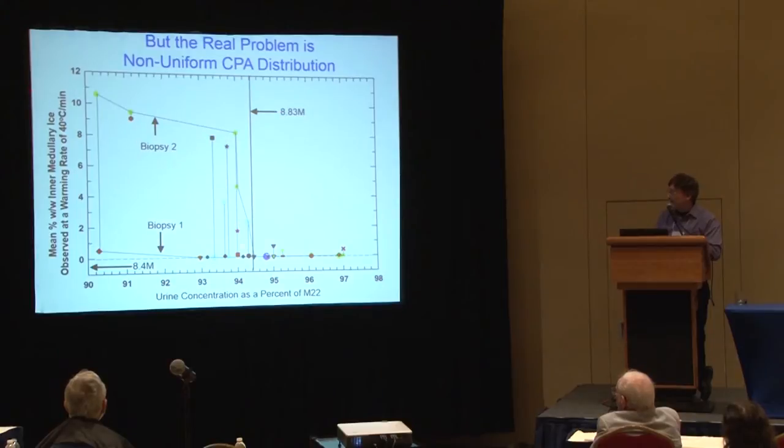You can suppress this heterogeneity by brute force, just by perfusing more CPA into the kidney. You can snuff this off in a very narrow concentration region. But the question is, where is this all coming from?